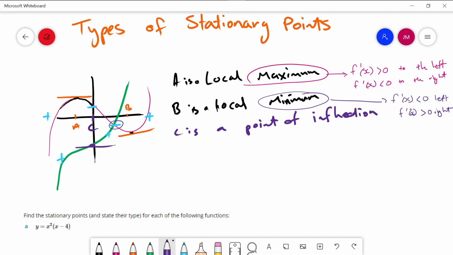So to the left or the right of the point we're looking at. So at point A, to the left of it is positive, and to the right of it is negative, so therefore it would be a maximum. For a point of inflection, then f dash x, the derivative, could be positive on both sides, like we have in this example here, point C, or it could actually be going the other way. So you could have negative on both sides.